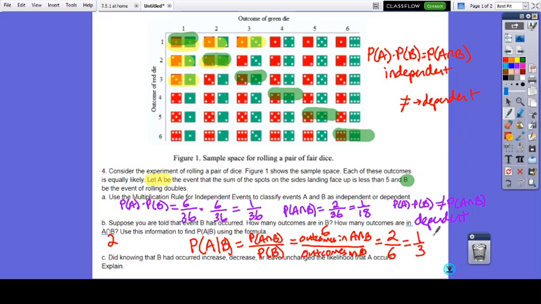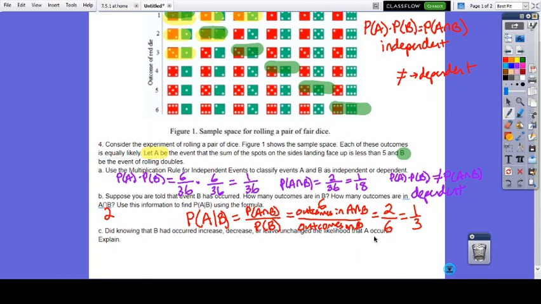Then if you answer the last question here, it says, did knowing that B had occurred, so here we knew that B had occurred, increase, decrease, or leave unchanged the likelihood that A occurs? So our probability of A, if I go back to just the beginning, was 6 out of 36, which simplified to 1/6. So this is my probability of A, and what I'm looking at here is this versus this probability here of A given B. So we're comparing these 2 probabilities to each other, and we're talking about what we know.